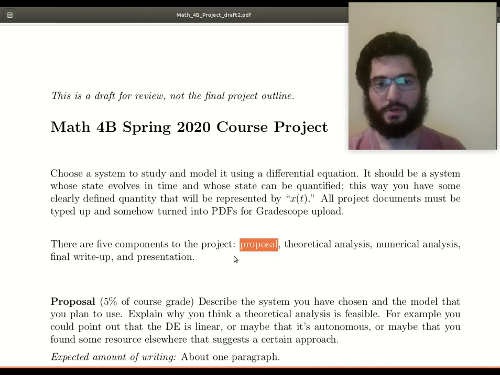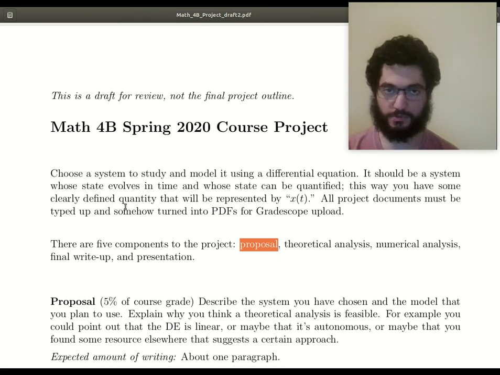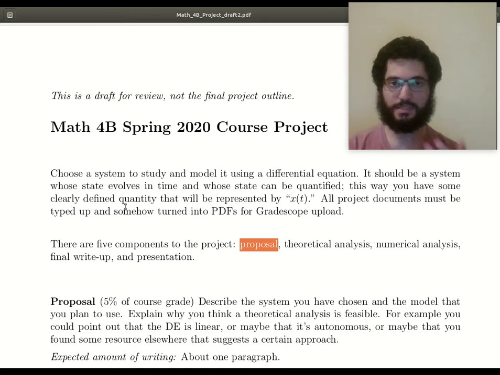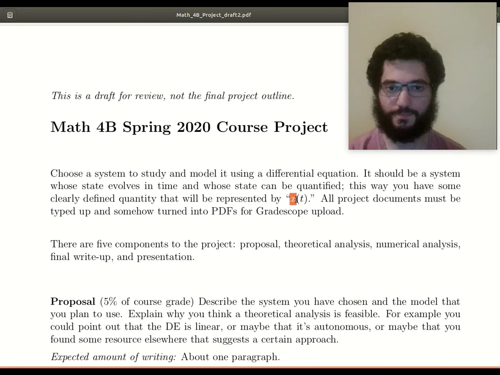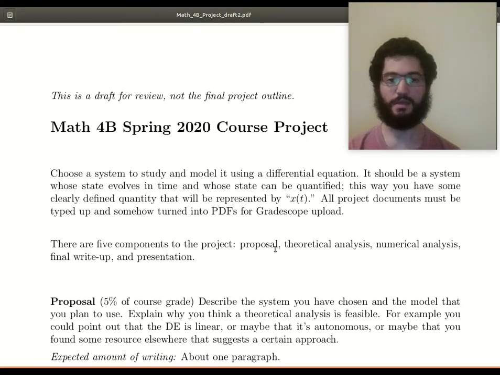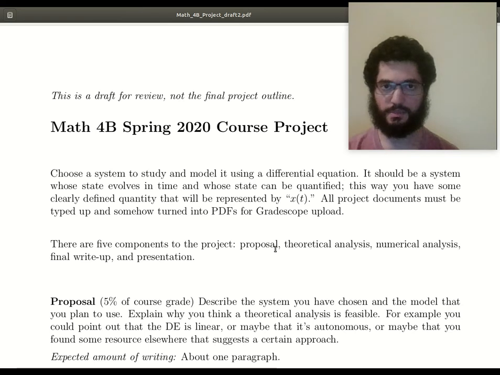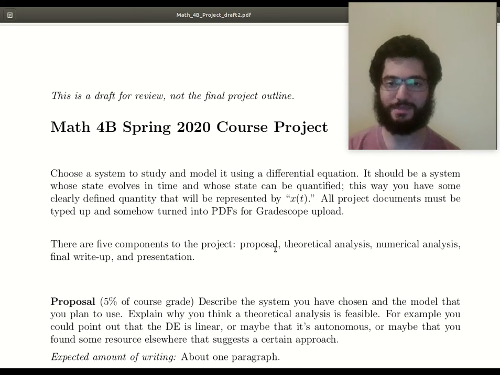First, a proposal where you describe what system you want to study. For your project, you're going to have to choose a system, kind of like the ones we've been studying, where the system can evolve in time, and the system's state can be described by one number, and you can call that number x of t. The way in which the system evolves in time can possibly be described by a differential equation. Maybe a really complicated one, maybe a simpler one, depending on how many simplifying assumptions you make.